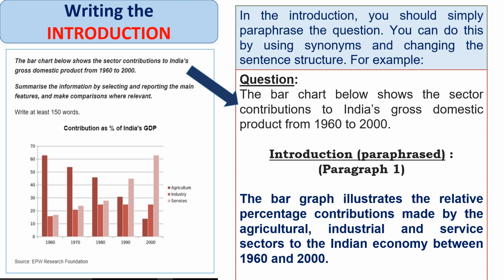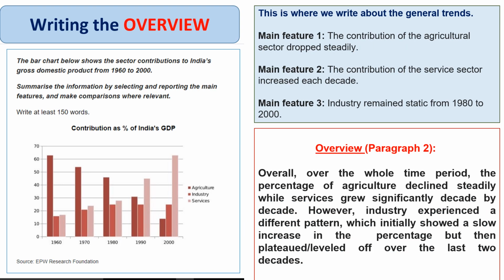Now let's continue. Here you will write the overview. Overall, or over the whole period, the percentage of agriculture declined. We already saw that. Which one? The three main features we have seen when we looked at the graph. The same thing you're going to write here. The percentage of agriculture declined. How? If it is sharp, you can say sharply, gradually, steadily, dramatically, drastically, whatever it is.